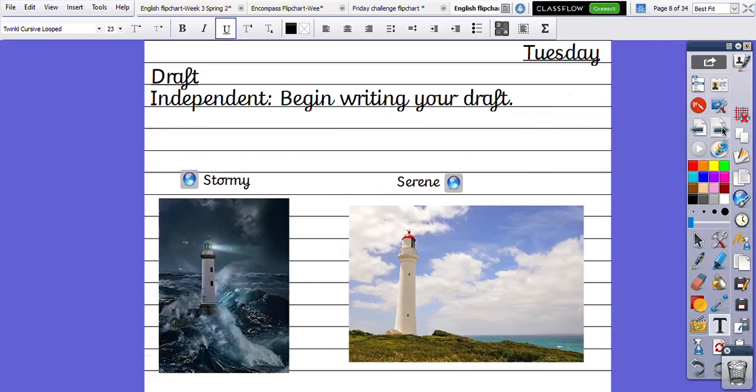So your task today is to begin drafting your piece of writing all about the lighthouse and its environment.